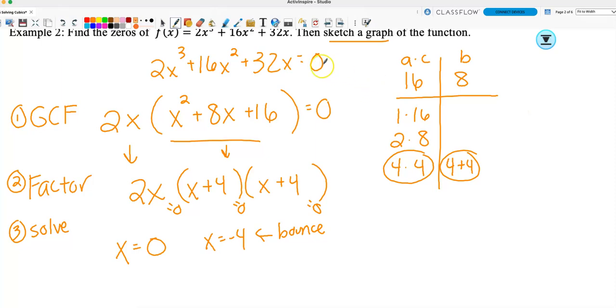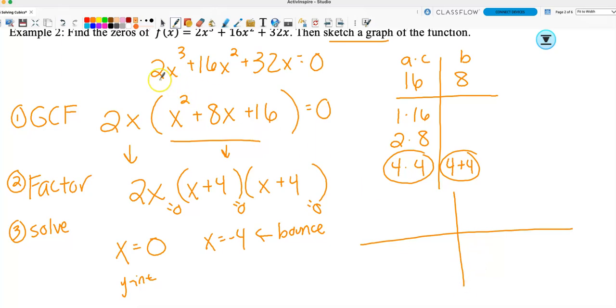Okay, so my last question wants me to sketch a graph. So back to graphing. I'm going to cross at 0. I'm going to bounce at -4 because -4 is repeated twice. And the y-intercept is going to be 0 as well. So let's sketch a nice graph.